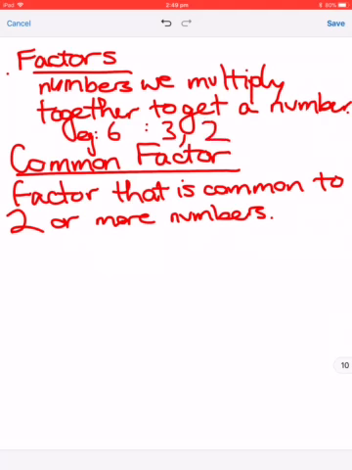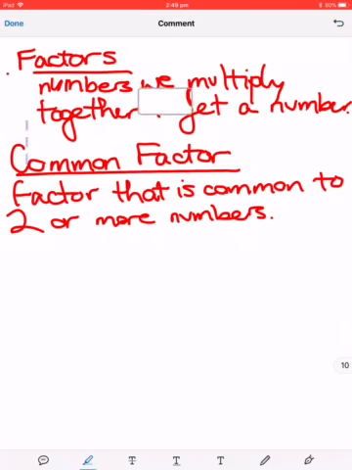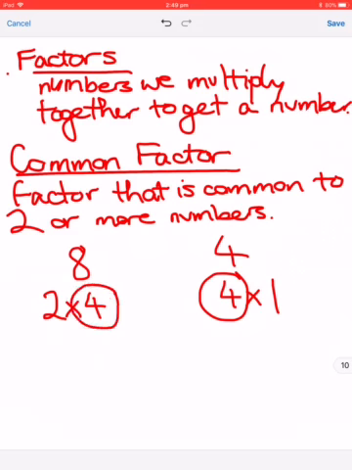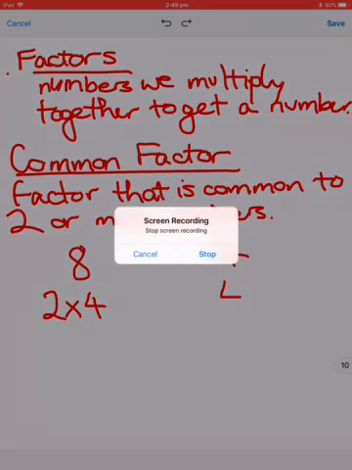A common factor is a factor that is common to 2 or more numbers. So if you've got, say, let's do 8 and 4. What are the factors of 8? Well, 2 numbers that multiply together to get 8 are 2 and 4, and 2 numbers that multiply together to get 4 are 4 and 1. So the common factor, of course, would be 4 in this case, a factor that is common to 2 or more numbers. So that's just a definition for you and a few things on factors.